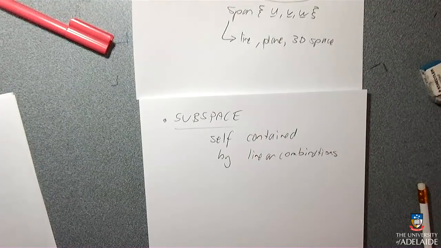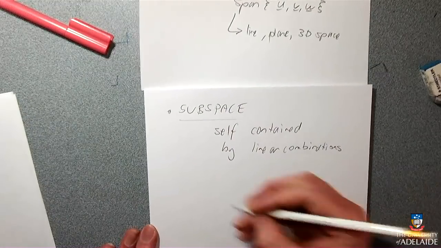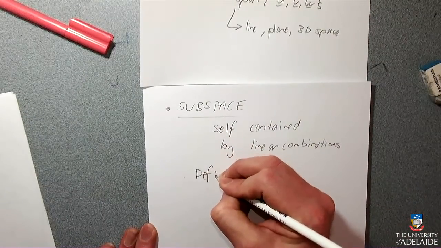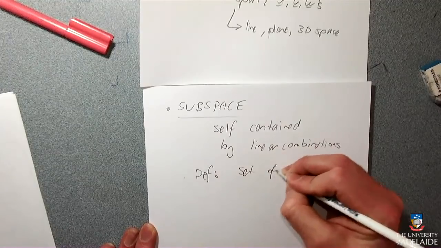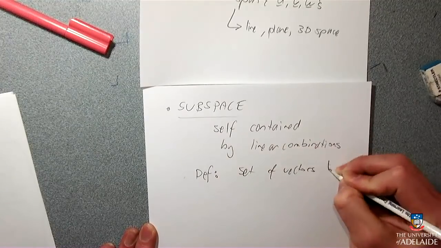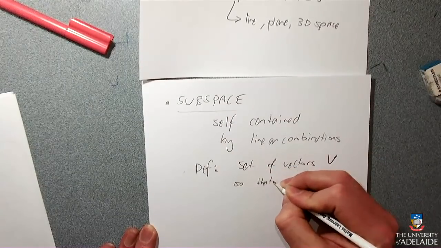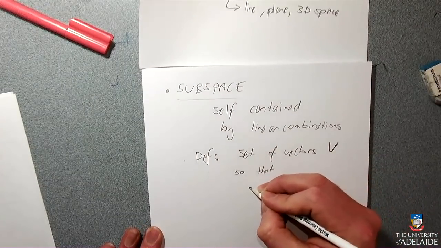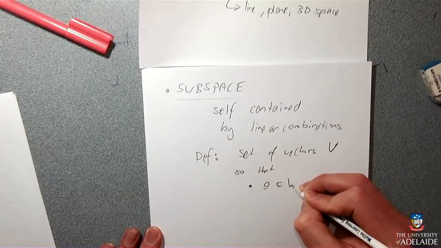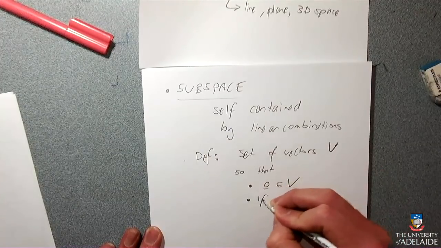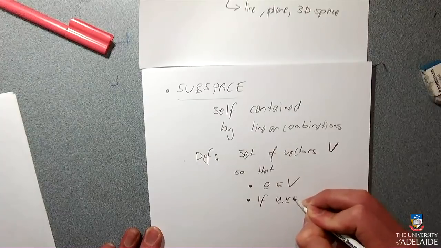Okay, so it's self-contained by linear combinations. That's the idea, but the definition just uses the addition and the scalar multiplication separately. So there's an actual definition. A subspace is a set of vectors V so that the 0 vector is in V.